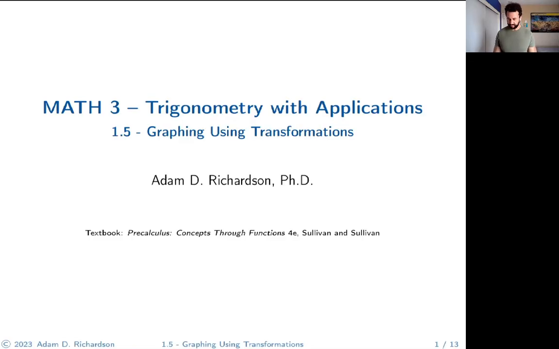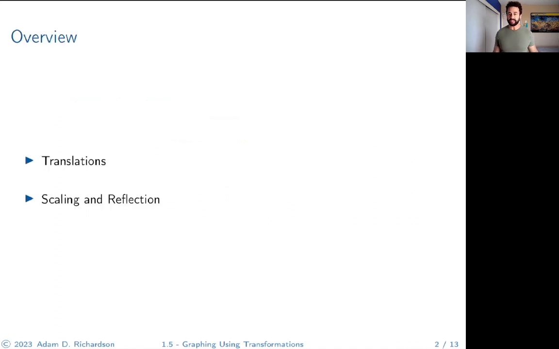So this is section 1.5. If you want to skim that section in the book, you can. But basically, we're just going to cover translations and then scaling and reflection.